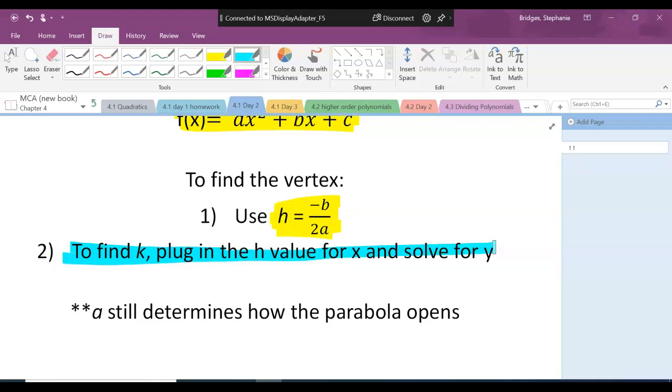A is still going to determine if our parabola opens up or down. If a is positive, it opens up. If a is negative, it opens down, just like it was yesterday. And the only reason we really look at that is to make sure we graphed it correctly when we're finished.